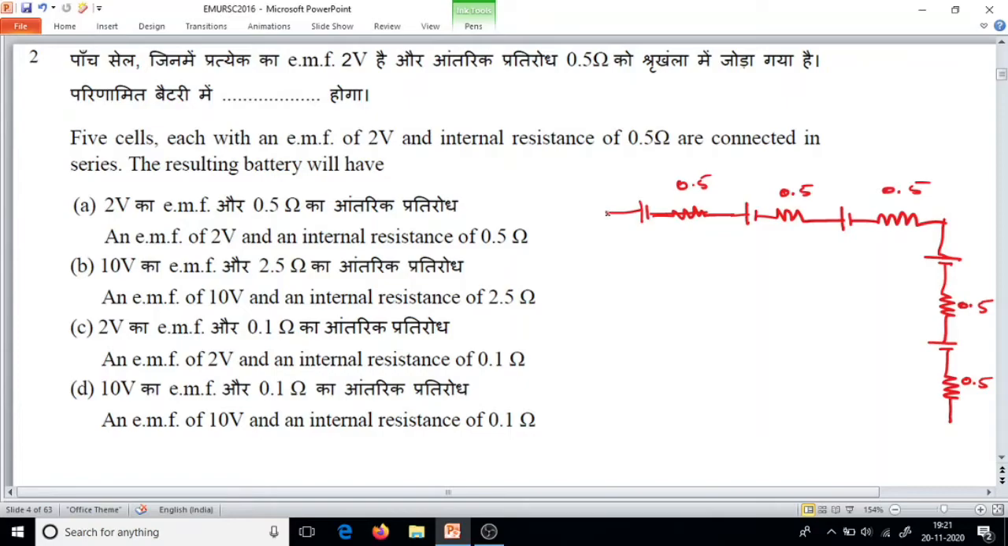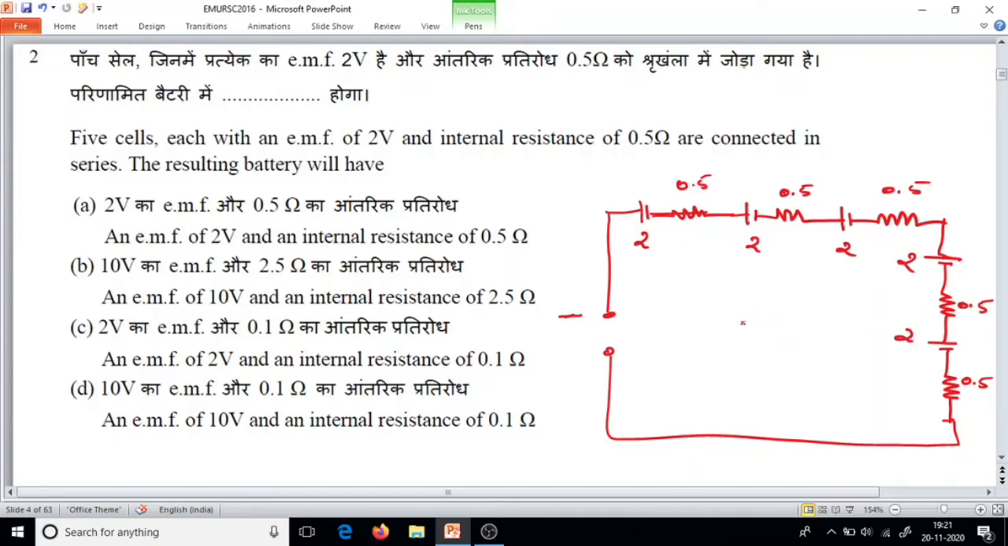Then what will the resulting circuit have? What is the voltage and internal resistance of the resulting circuit? If you measure here with a multimeter, what do we get? That's the question. So here it is 2 volt, 2 volt, 2 volt, 2 volt, 2 volt.